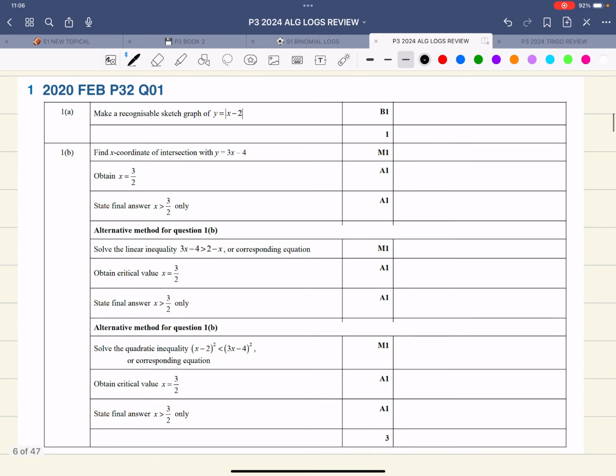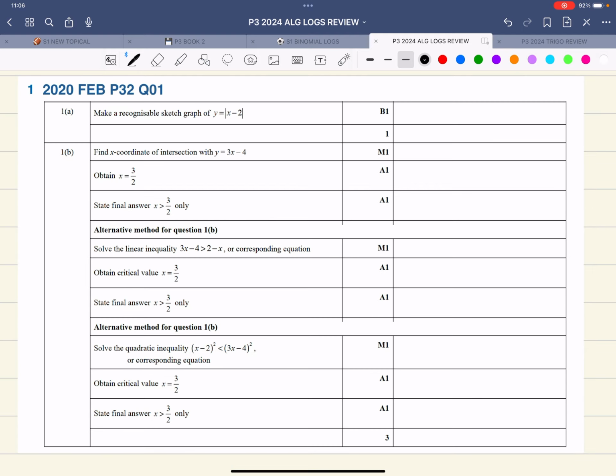Of course, this is not explained in this manner in the mark scheme. The mark scheme is not for understanding the concept. The mark scheme is for checking the answer. Make a recognizable sketch. They have not even bothered to draw a sketch. And there are two ways of doing this. Find the x coordinate of intersection, obtain this final answer. So this is basically based upon the sketch.